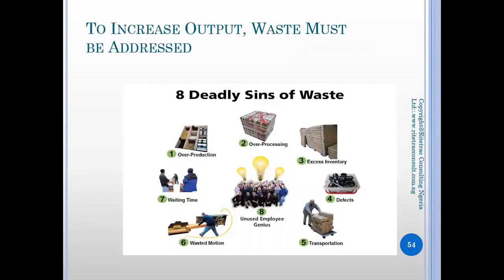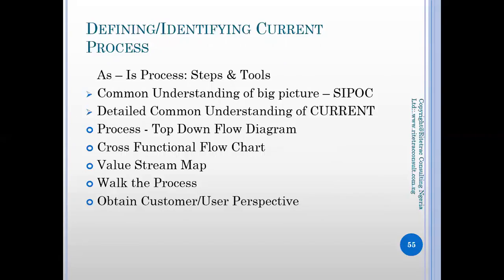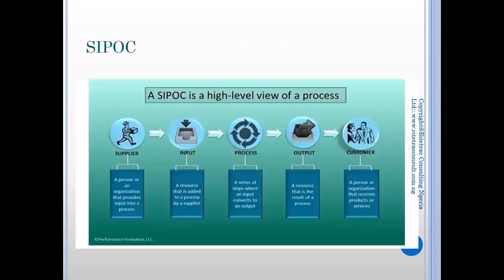So these are the 8 deadly wastes. Before you get into process improvement, there's something we call the as-is process steps. And you can use a SIPOC to get an overview of exactly what is needed. SIPOC stands for supplier, input, process, output, customer. So you know what goes into your processes and then know what to improve upon.